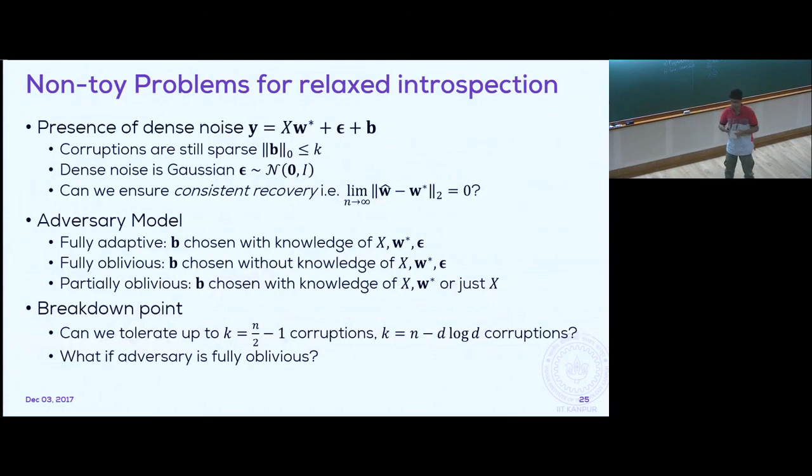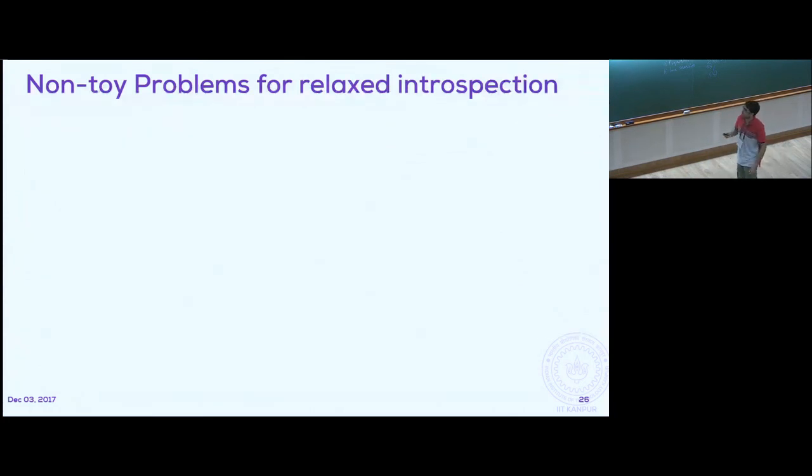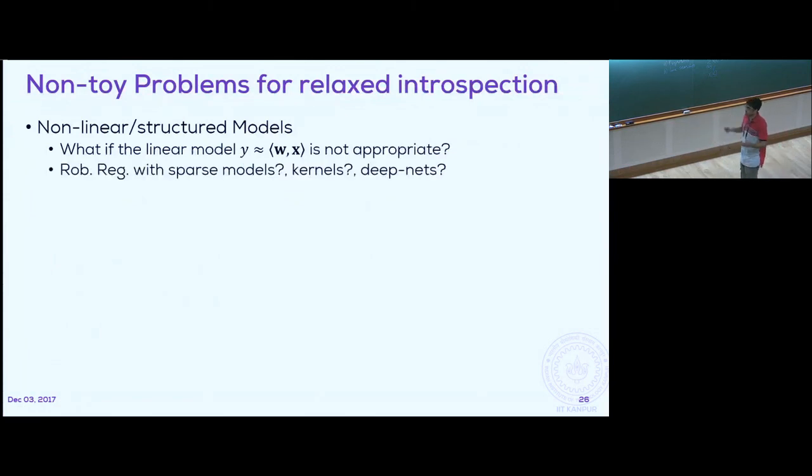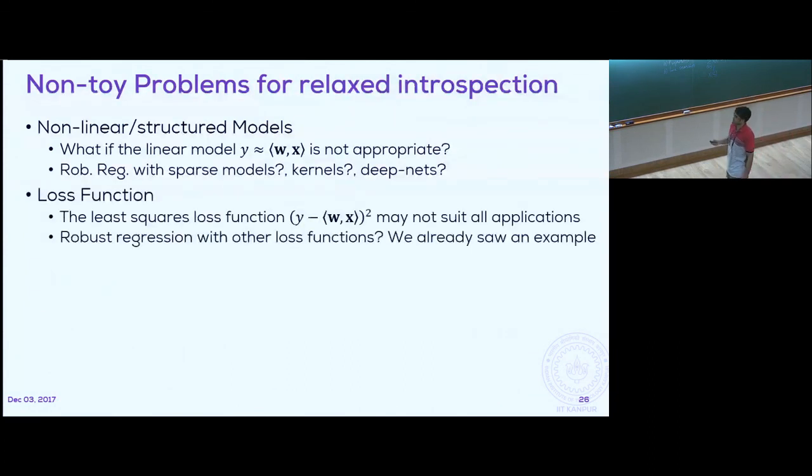So anyway, I should really wrap up. Nonlinear structures and models: sometimes the linear model is not appropriate for the task at hand. What if you want to do robust regression with sparse models, with kernels, or even deep nets? Can you do that? What if your loss function is something else? We've already seen an example.